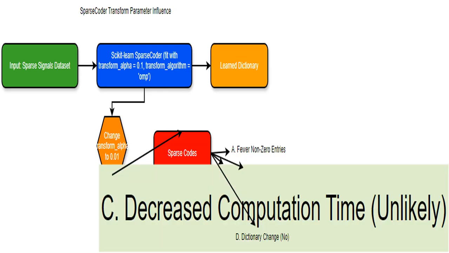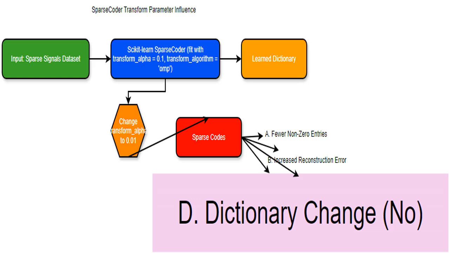It's unlikely that computation time will decrease. The core algorithm, OMP, is what dominates computation time, not the magnitude of alpha. While a slightly sparser solution might marginally improve speed, it's not a significant factor. The dictionary, which I learned in the initial training step, remains unchanged. The change in transform_alpha only impacts how I use that dictionary to represent the new data, not the dictionary itself.